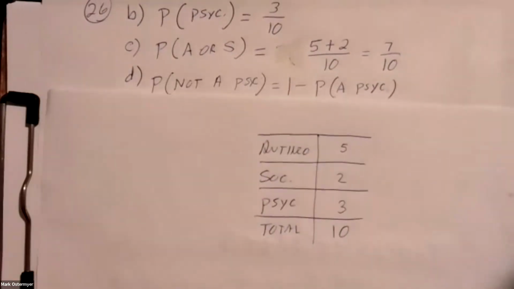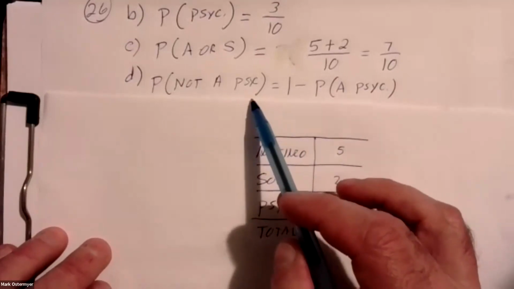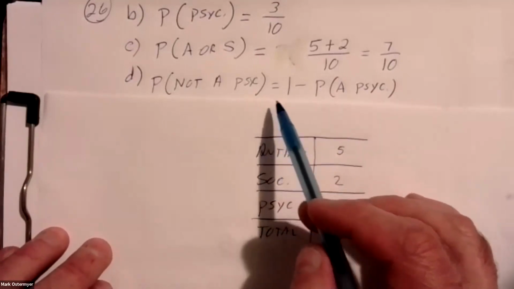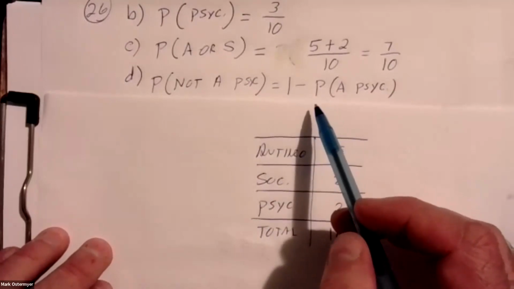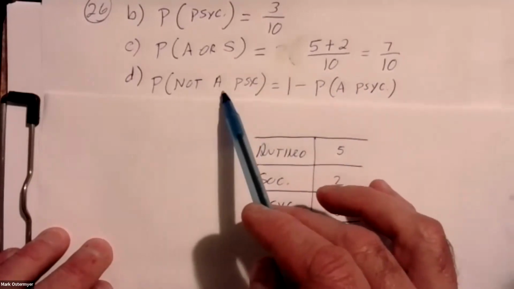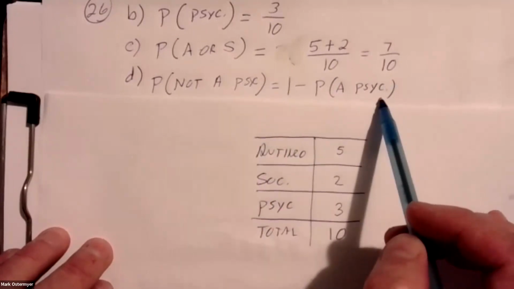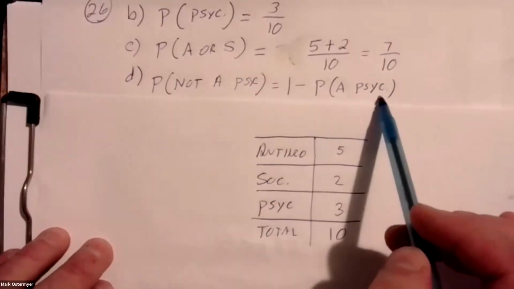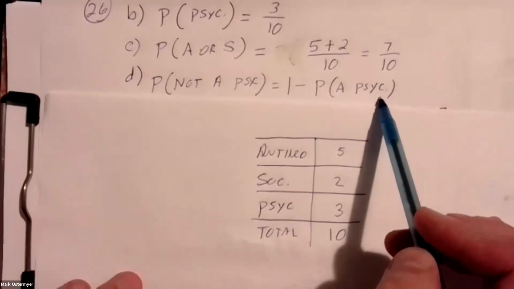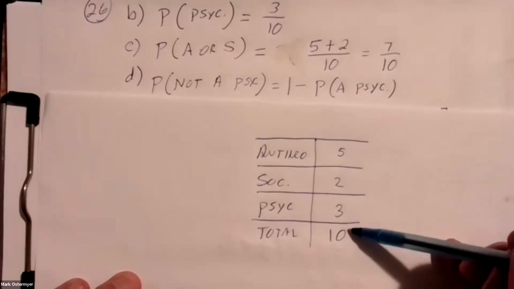Now, the probability of not selecting a psychologist student could probably be computed more simply by using our complementary probability rule, in the sense that we could compute this probability as 1 minus the probability of the complementary event. The complementary event of not selecting a psychology student is to say that we do select a psychology student. So this probability is equal to 1 minus the probability of selecting a psychology student. And how many ways can we select a psychology student? 3 out of 10 ways.